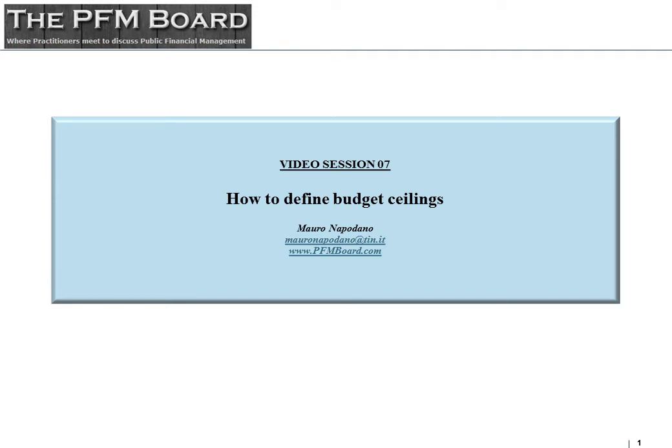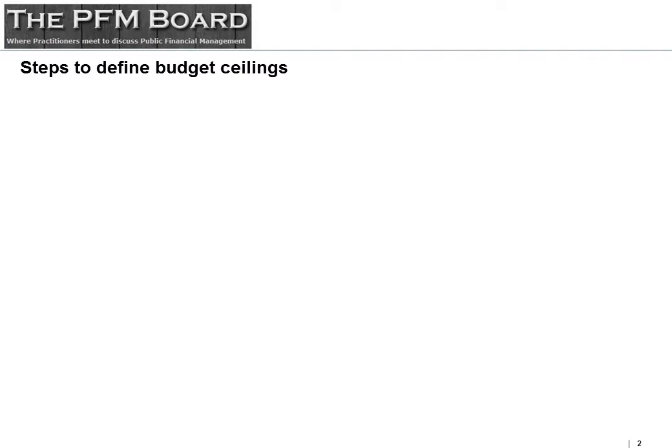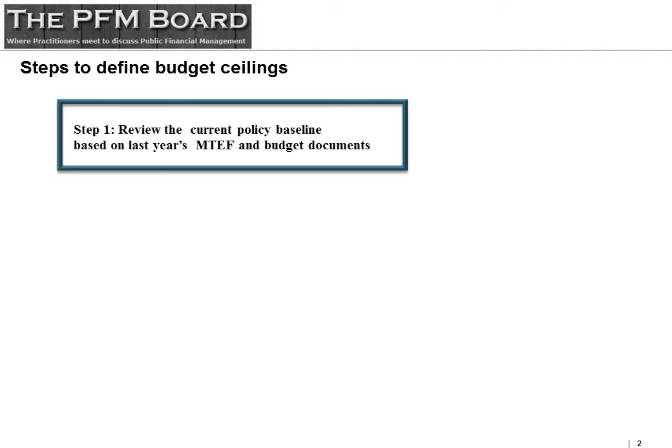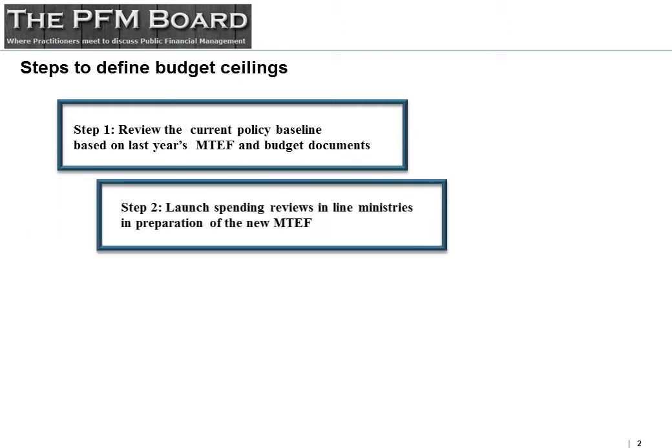Video session 7 presents the recommended steps to define budget ceilings. The steps are: 1. Review the current policy baseline based on last year's MTEF and budget documents.